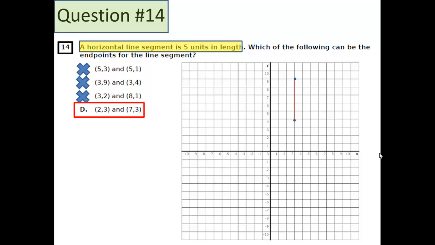Just to be 100% sure, letter D is the answer. Why don't you guys put your finger where 2, 3 is? Go ahead, put it there. Yes, it's there. And 7, 3. Point where 7, 3 is. It's there. Connected. That is your horizontal line segment of 7 units.